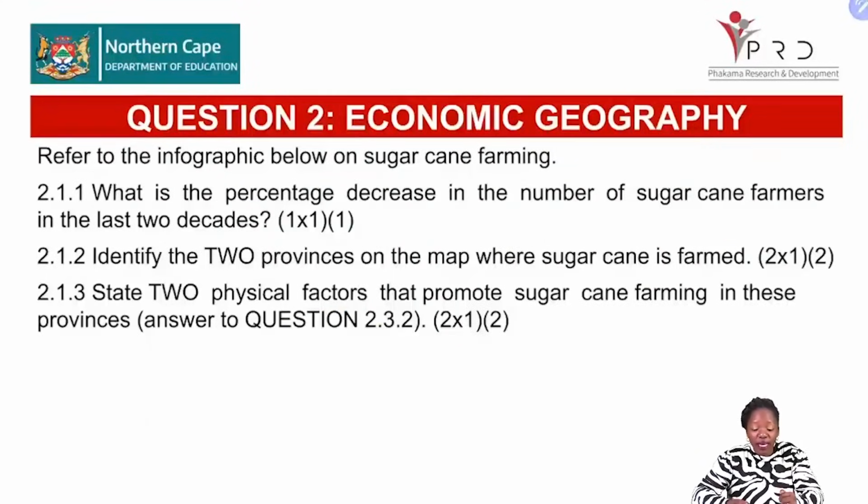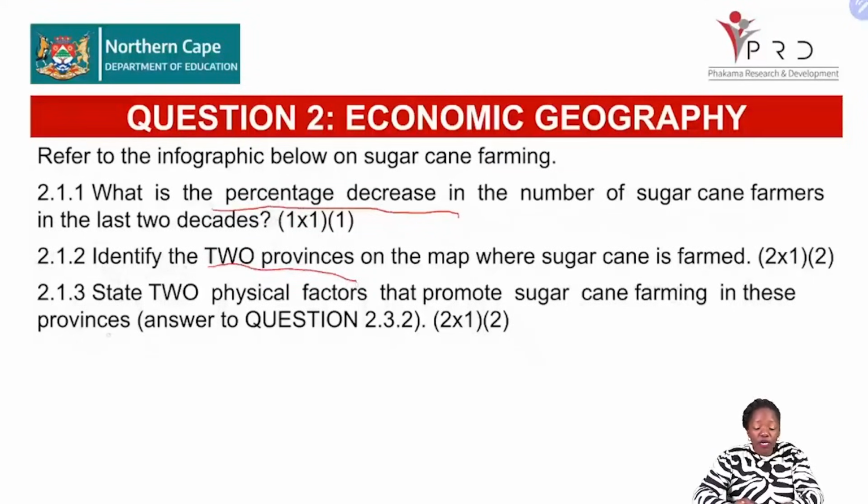Right, looking at the questions that we are given, as it said, refer to the infographic below on sugarcane farming. So your 2.1.1, what is the percentage decrease in the number of sugarcane farmers in the last 2 decades? So again, we are looking at the percentage decrease in the number of sugarcane farmers. The answer, you get it from the infographic. Then secondly, you identify the 2 provinces on the map where sugarcane can be farmed.